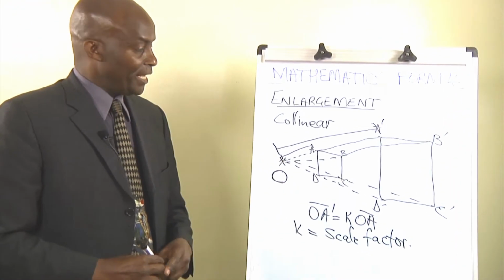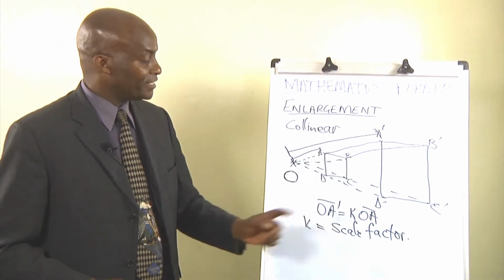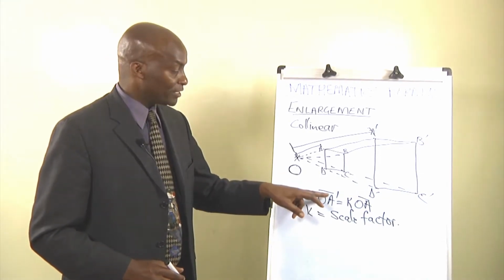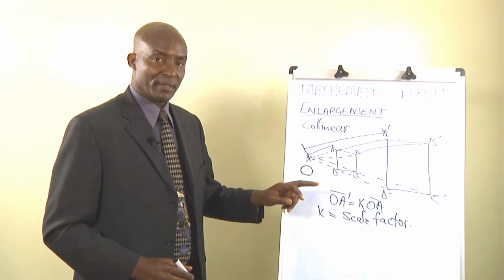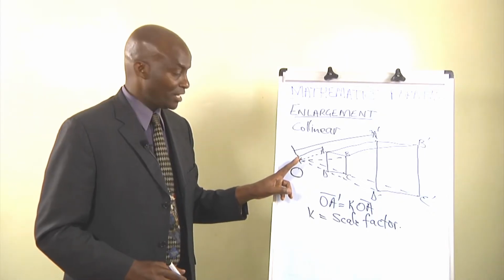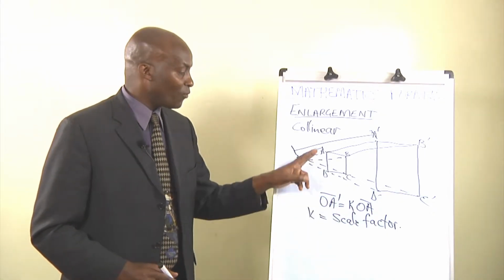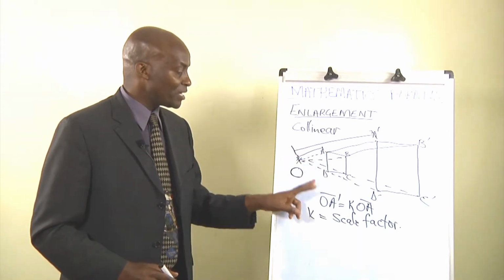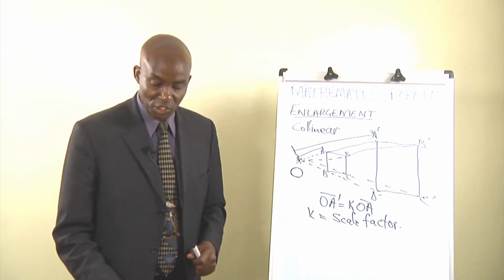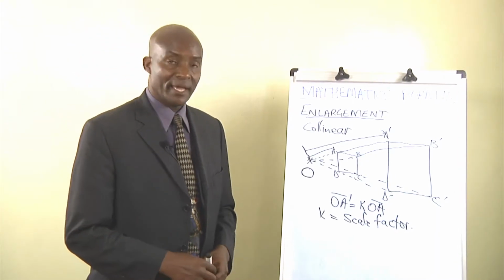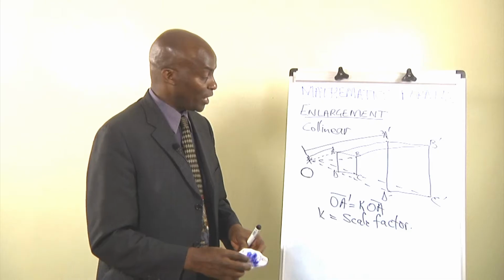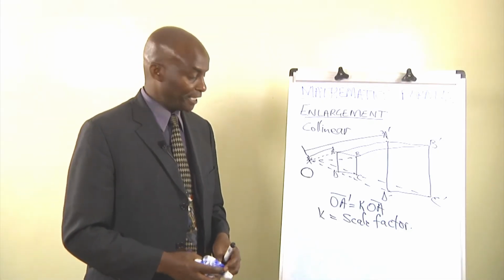For example, in our diagram, K is equal to 2. K is the scale factor. So, in other words, to get the distance OA prime, that is the distance of the image point from the center of enlargement, you have to multiply the distance of the object point from the center of enlargement by the scale factor. And that is a very important property that we use to do scale drawings when we are required to draw the images or the object.